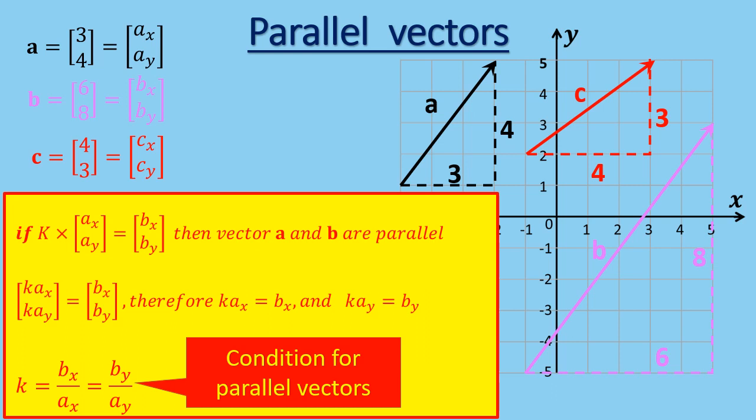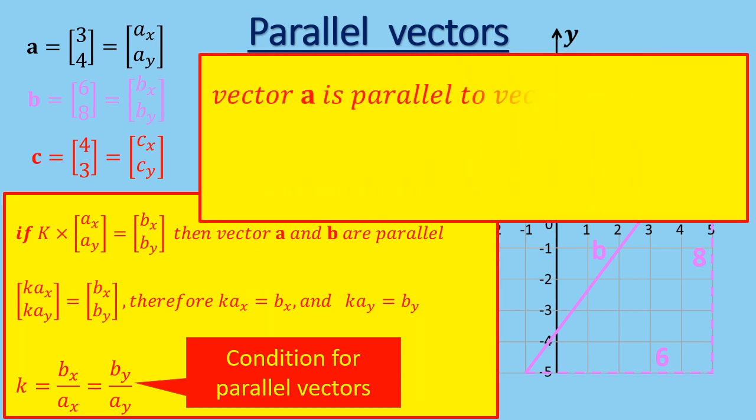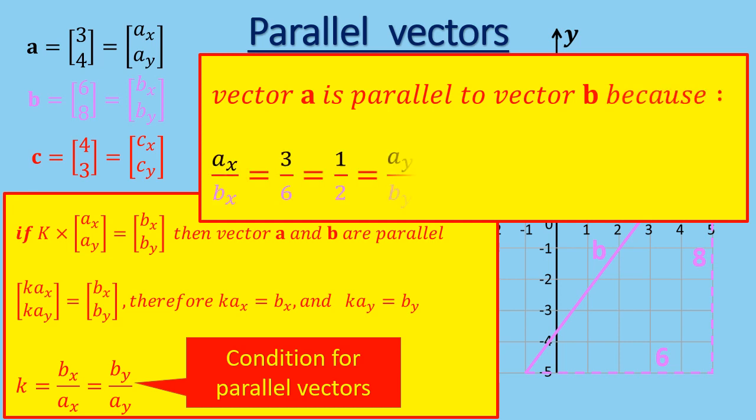When you divide each vector component by its corresponding component in the other vector, you get the same value. So, if we apply this condition here, we will find that vector A is parallel to vector B, as shown here.